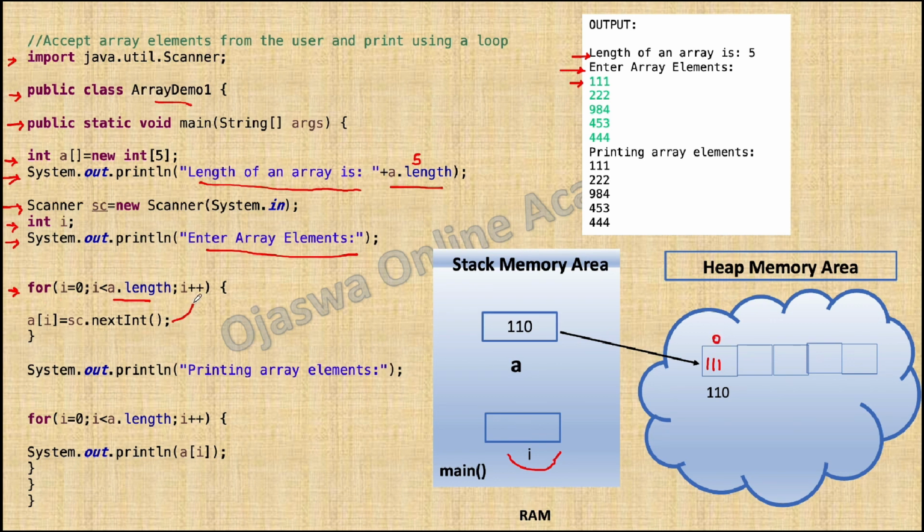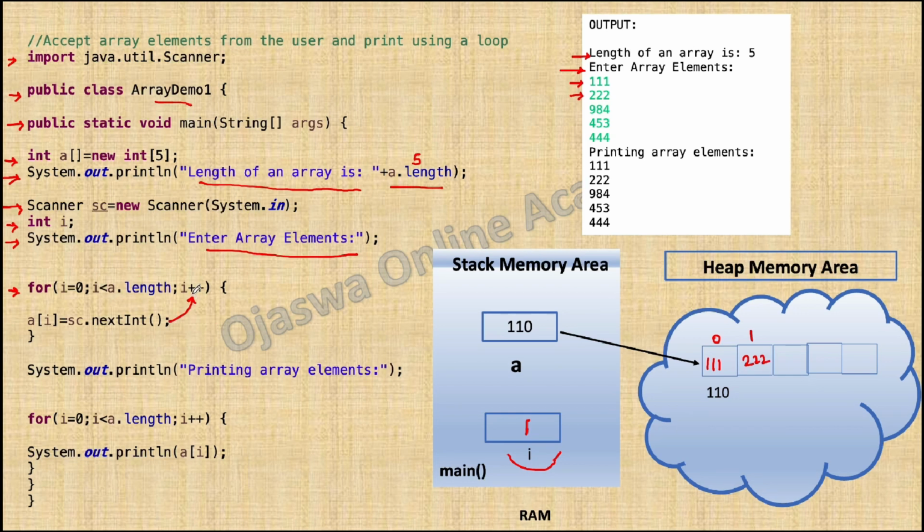So control of the program will go to the increment statement. Value of i will be incremented to 1. Again 1 less than 5. Condition is true. Statement inside is executed. a[1] is equal to sc.nextInt(). So suppose the next input is 222. This integer number is stored in the memory space reserved for the first index of array a. That is at index number 1. The second input will be stored.